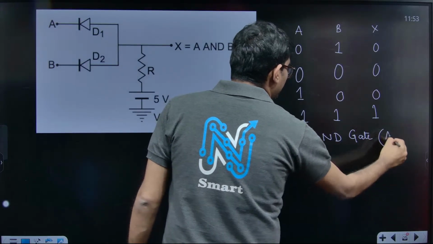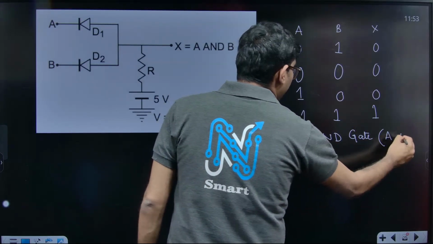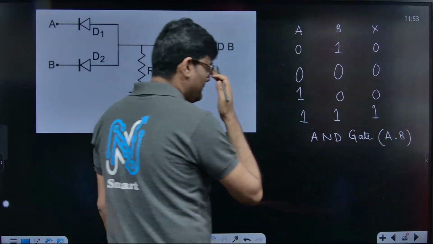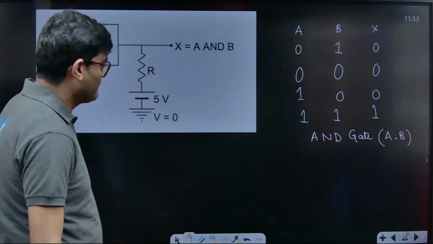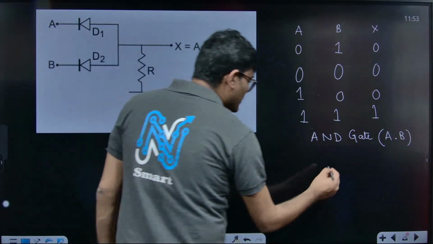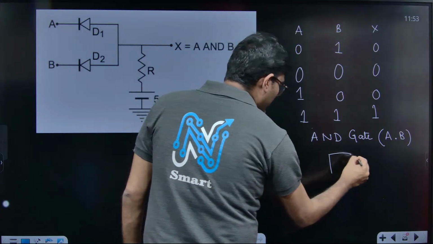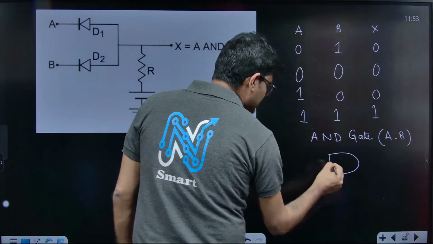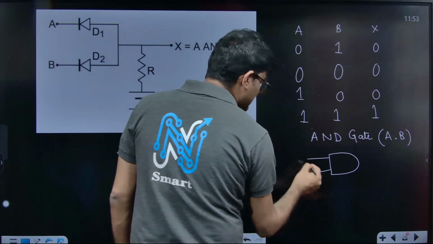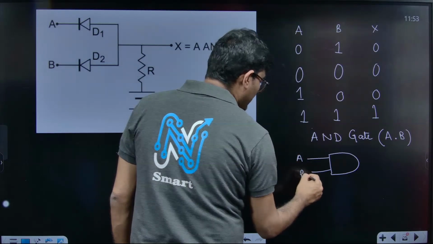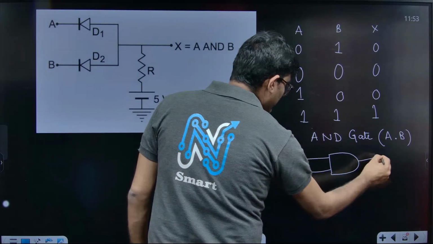We can also represent this A and B like this: dot, A and B. The AND gate is commonly drawn like this. This is the symbol of the AND gate. These are the two inputs A and B, and this is the output X.